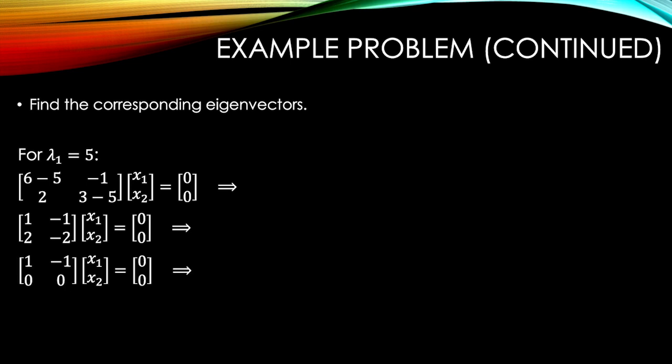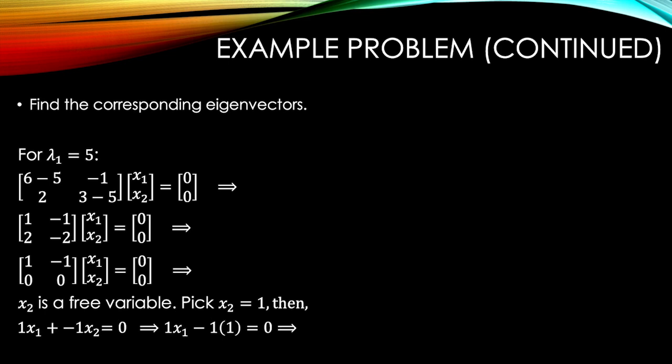Now what we essentially have is one equation with two unknowns, where x2 is a free variable because the second row doesn't have a pivot. We can pick x2 to be anything except for 0 because it's a free variable. But to make things simple, let's pick x2 to be 1. Then we can solve for x1. Now that we've solved for x1 and x2, we can write our first eigenvector to be, and this is the corresponding eigenvector to the eigenvalue 5.